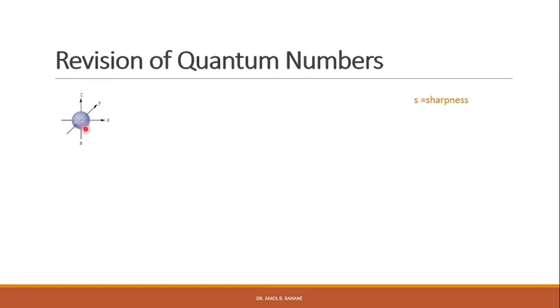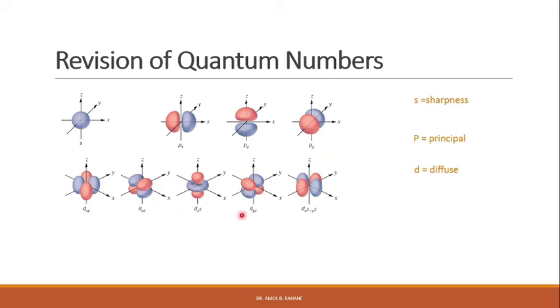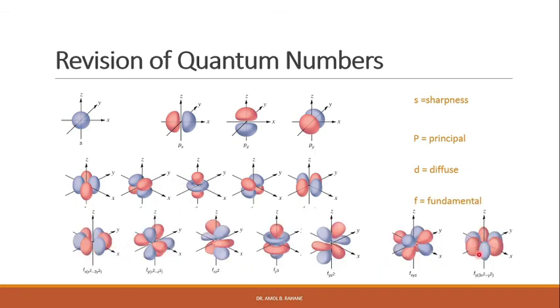So, we can see the shapes of different orbitals. This is s orbital, these are p orbitals, these are d orbitals, and these are f orbitals. So, we can see the p orbitals take 3 different orientations, d orbitals take 5 different orientations, and f orbitals take 7 different orientations.